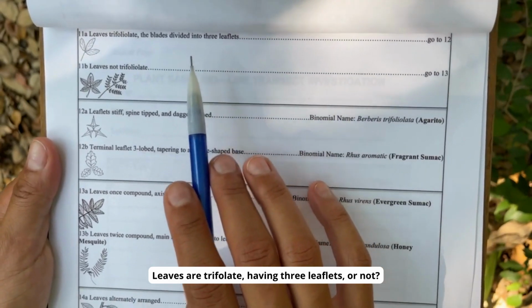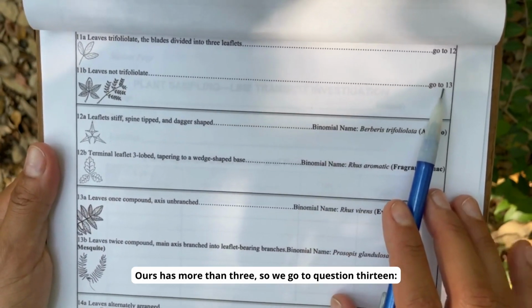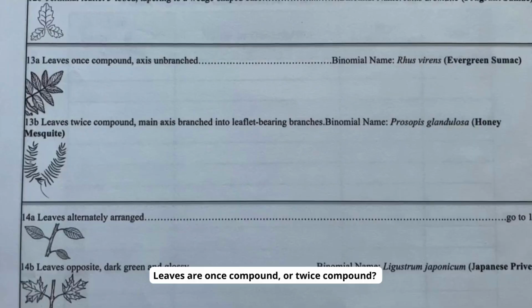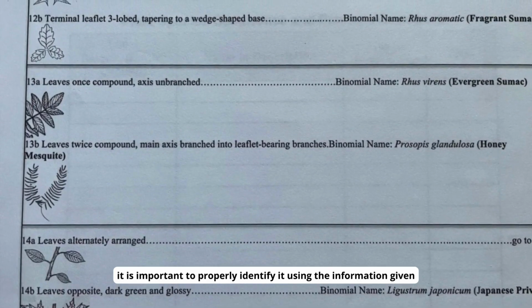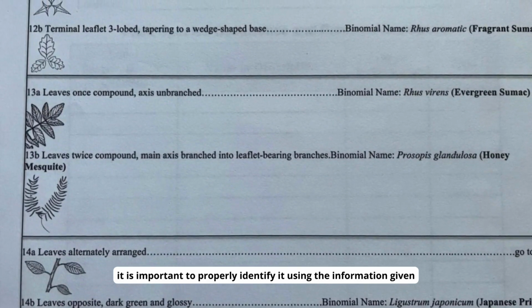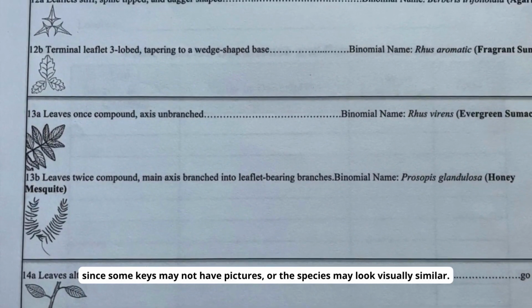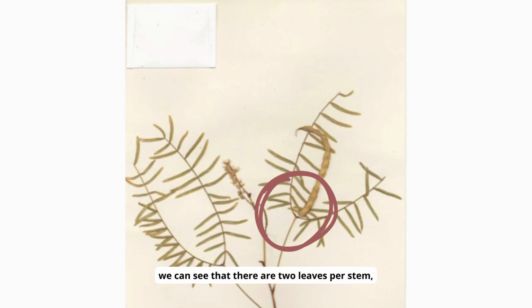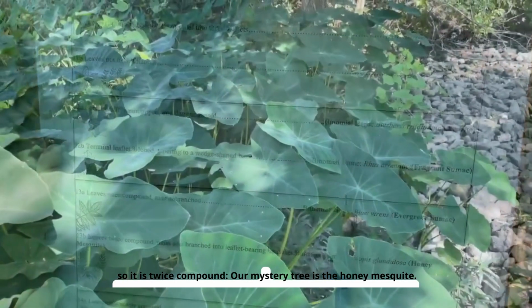Choosing compound leaf sends us to question 11. Leaves are trifoliate, having 3 leaflets, or not. Ours has more, so we go to question 13. Leaves are once compound or twice compound. While it's easy to tell from the images which answer is correct, it's important to properly identify it using the information given, since some keys may not have pictures, or the species may look visually similar. If we look back at our earlier image, we can see that there are 2 leaves per stem, so it's twice compound. So our mystery tree is the honey mesquite.